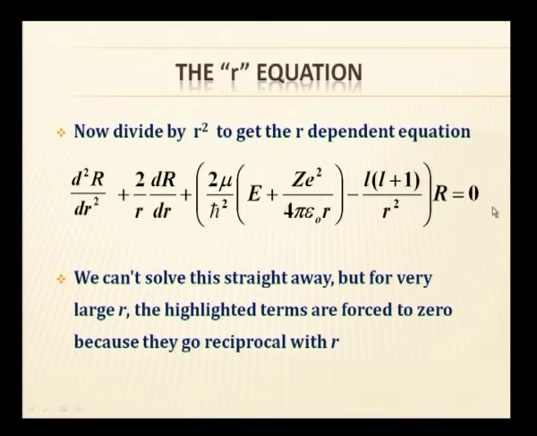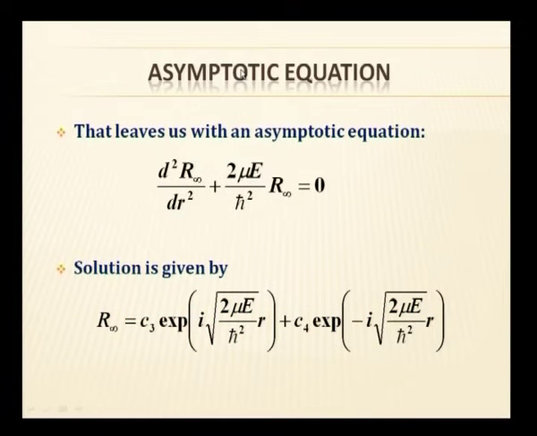We can't solve this equation straight away, but for very large r values the highlighted terms are forced to 0 because they go as the reciprocal of r. What I mean by this is we talk of the asymptotic solution or the asymptotic equation. Physically, what I would like to tell you is you have got the proton here and the electron is found here. Now, I am talking about the boundary condition. Now, what is the boundary condition?